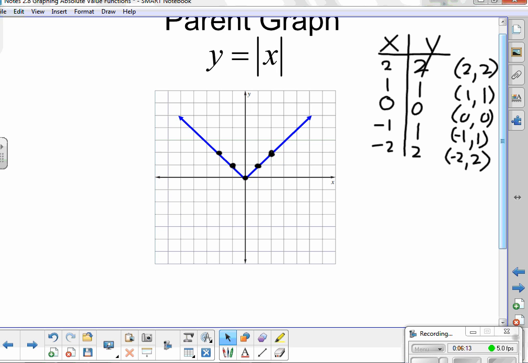Okay, so now that that's said and done, that's how the parent graph came about. It's called the parent graph because it's the most basic graph. There's nothing fancy around it. There's no +5, no -7. It's just y equals absolute value of x. So it's the most basic function.